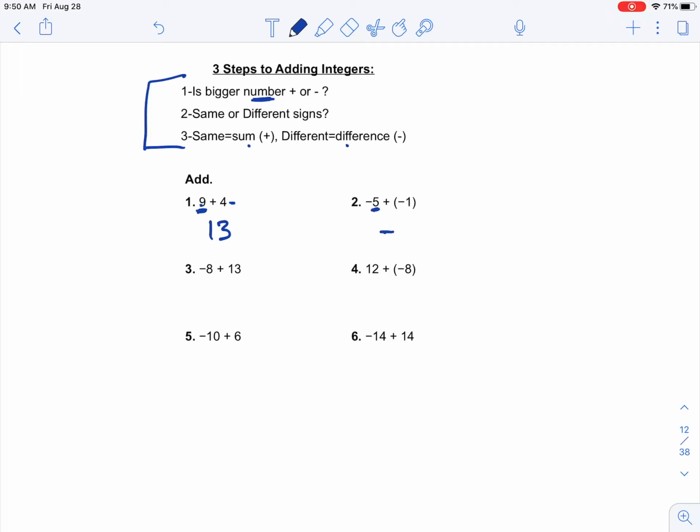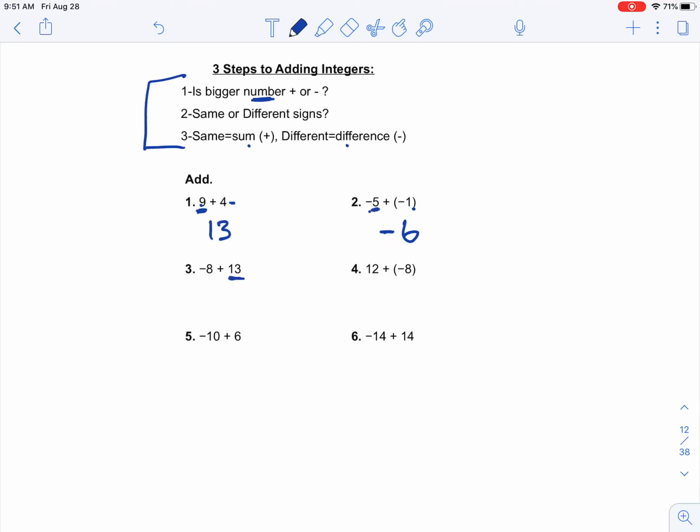So what this tells you then is my answer is going to be a negative answer because the bigger number was negative. Now, do they have same or different signs? Well, they are both negative, so they have the same signs, which means we're going to do the sum of the two numbers. So 5 and 1 makes 6. So we already knew it was going to be a negative, and then I just have to do the sum of those two numbers. Okay, number 3, I go through my 3 steps every time.